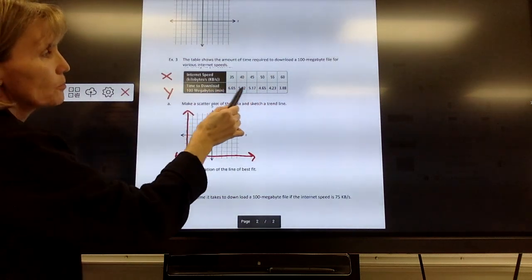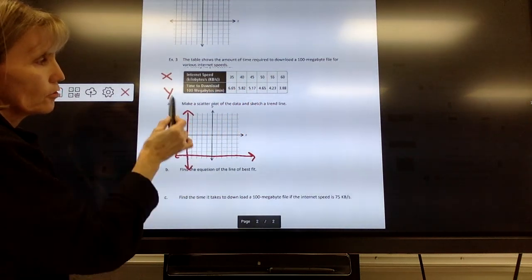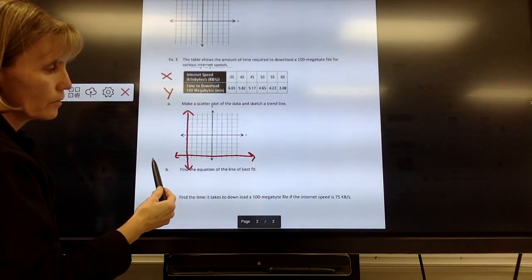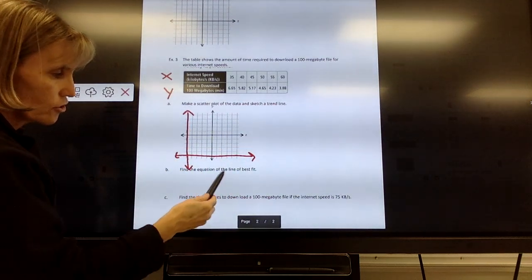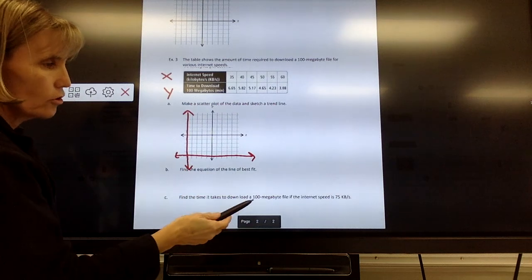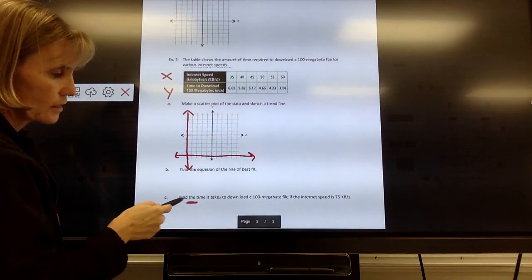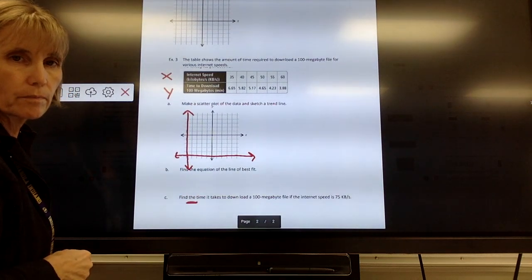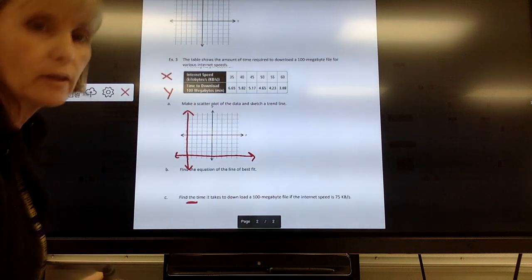So you're going to plot these points on your graph. You're going to draw your line of best fit, however that goes. You're going to write your equation, and then you're going to use your equation to do some estimating at the end.